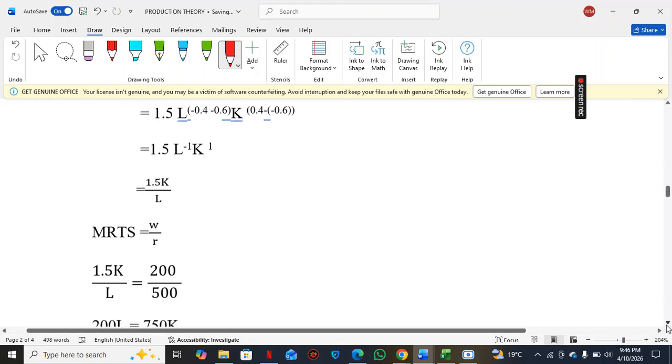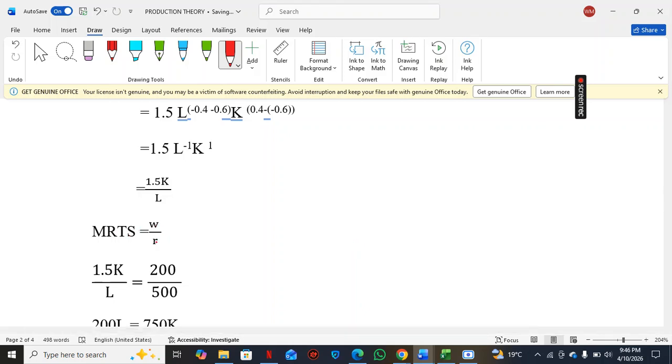As you can see here, the marginal rate of technical substitution equals the wage rate over the rate of capital. The wage rate, in the question they gave us, is 200. The rate of capital is 500. All right. So we need to solve for K and L.